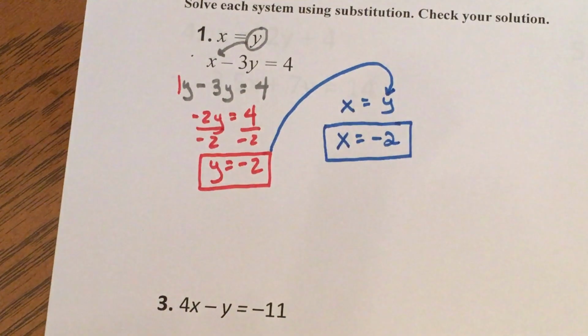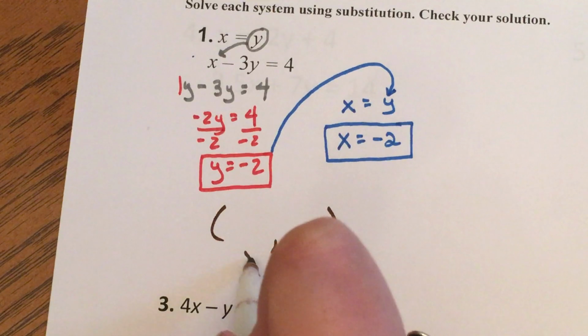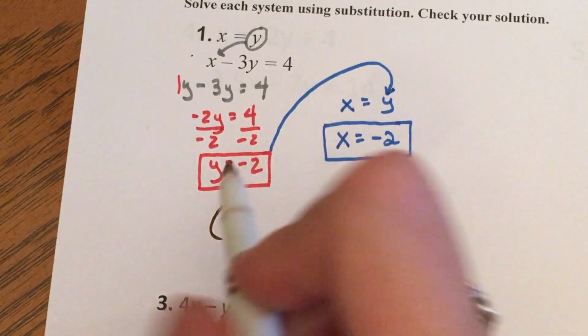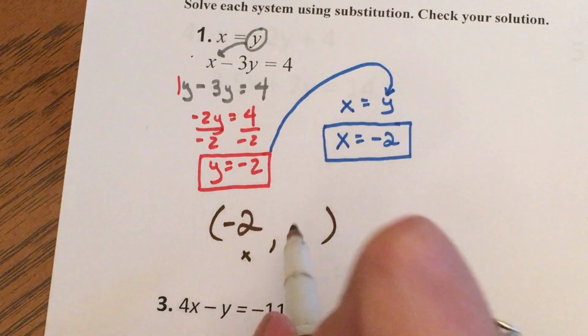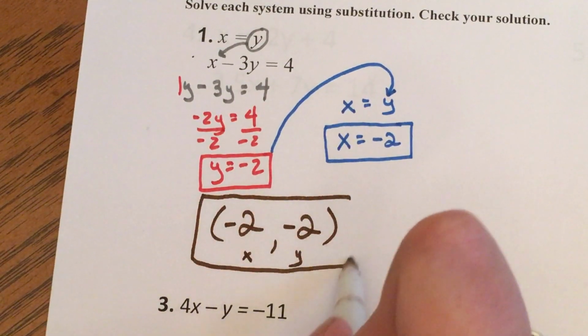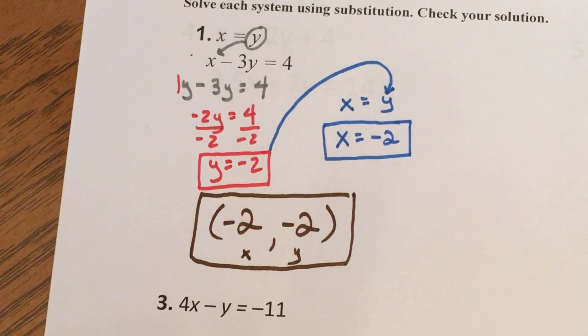Hey, we've done all of the hard work, all of it. Let's just finish this off. So my coordinate point is always x and then y. My x value is -2, my y value is -2, and this is my final answer. Done. That wasn't so bad. That wasn't bad at all.